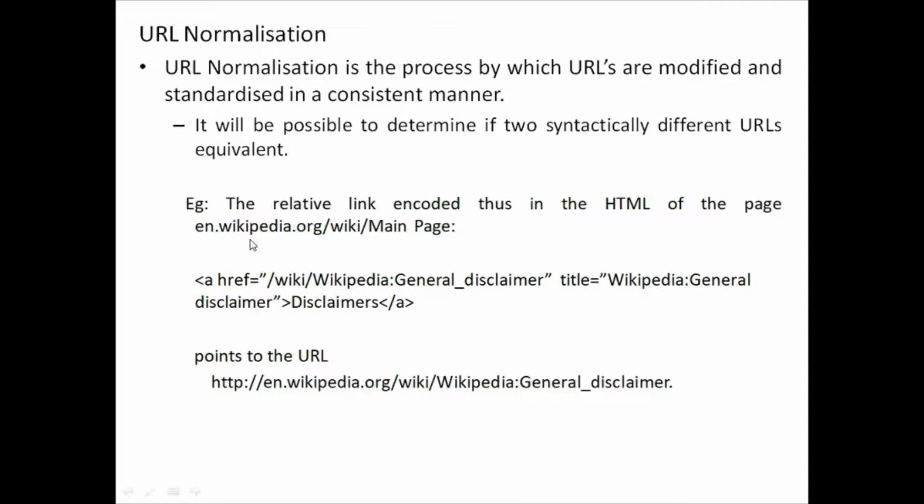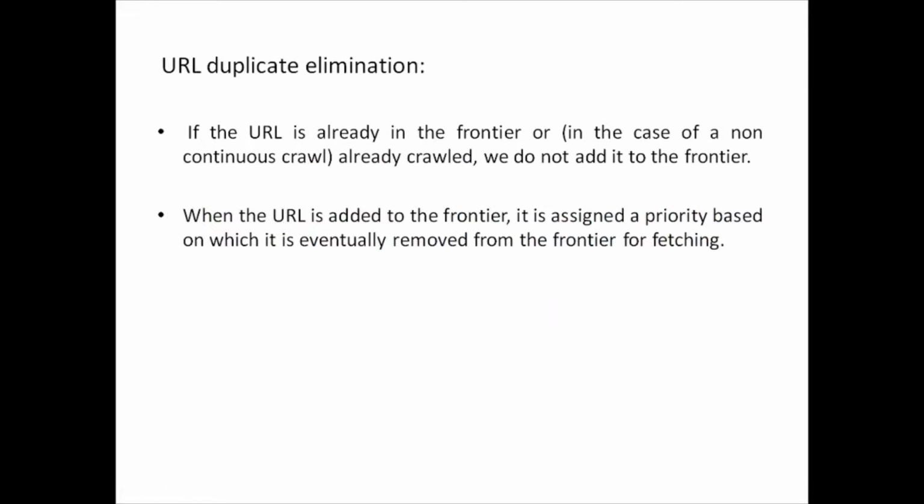So we have en.wikipedia.org/wiki/Main_Page. From this web page, we have a hyperlink to /wiki/Wikipedia:General_disclaimer. You can see that this is a relative address which is used here. But we have to ensure that we are using the absolute address. If you have the absolute address, only then will it be possible to identify if two syntactically different URLs are equivalent. So this is URL normalization. These are the filterings that our URL should undergo.